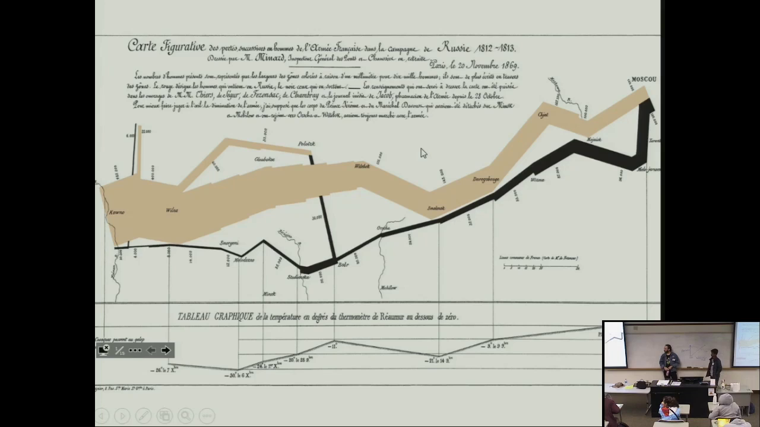You can look at the parts that are interesting to you, like where were they retreating? Where were they on this day of retreat? What was the temperature on this day of retreat? You can really get lost in the data.